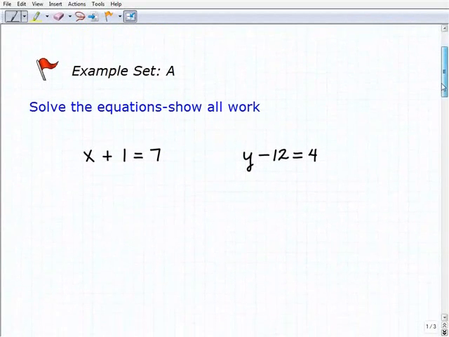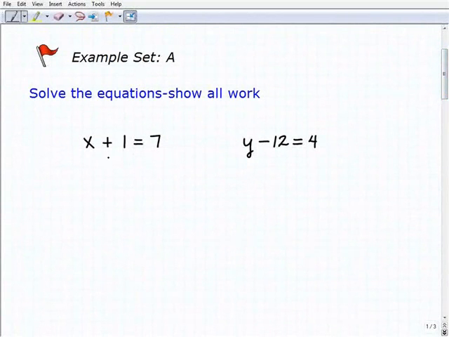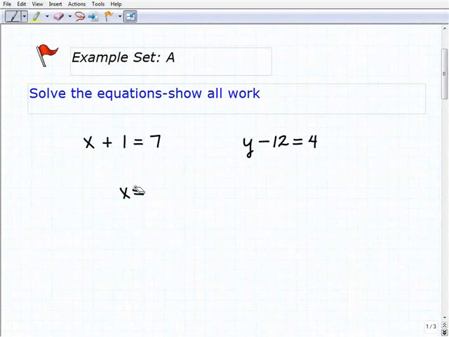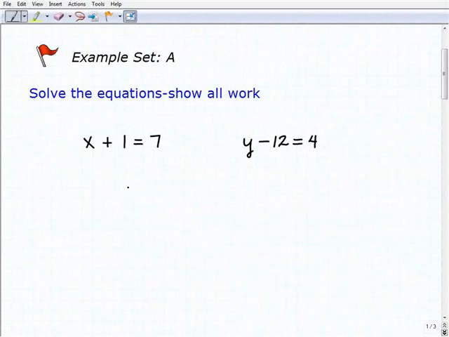So let's start with our first problem here, x plus 1 equals 7. So remember the objective of solving an equation is to get the variable by itself, or isolate the variable. So we want to get x equals, and then whatever number is on the right-hand side of the equation will reveal the solution to the equation. So we're going to use those inverse operations we talked about.